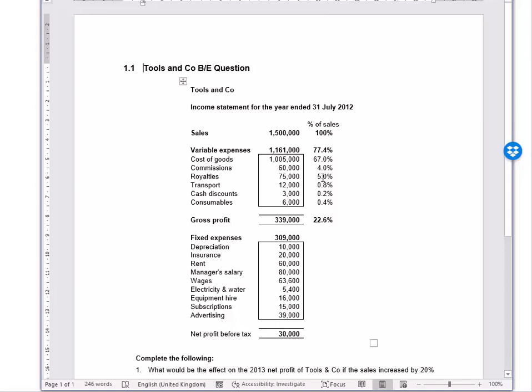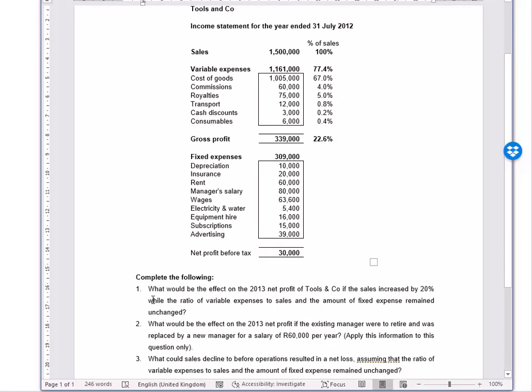We're also given some information here that tells us, of course, sales as a percentage of sales, that must be 100%. And here's the variable expenses as a percentage of sales, 77.4%. And of course, the gross profit percentage as well at 22.6%. And then they ask us, what would be the effect on the 2013 net profit of Tools & Co. if the sales increased by 20%, take 1.5 million, grow it by 20%, and the ratio of variable expenses to sales and the amount of fixed expenses remained unchanged?